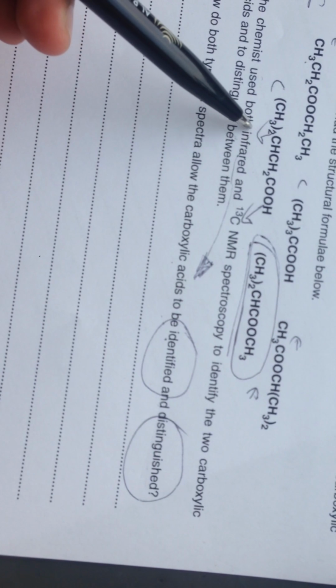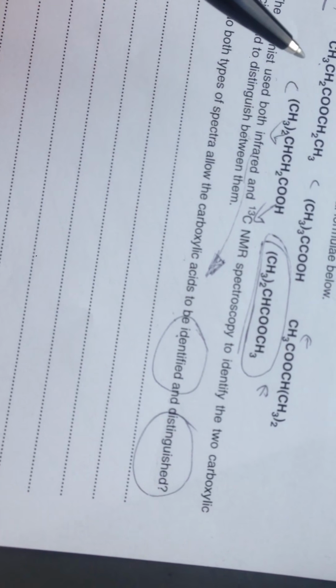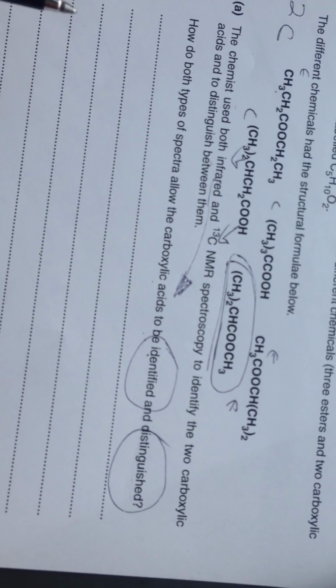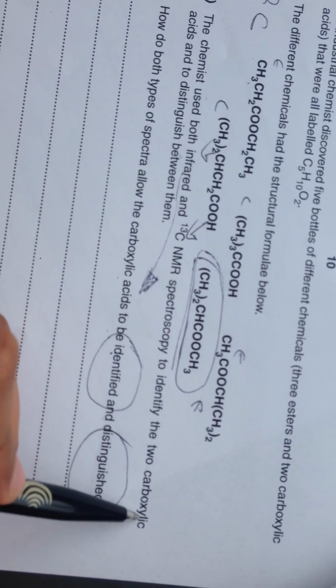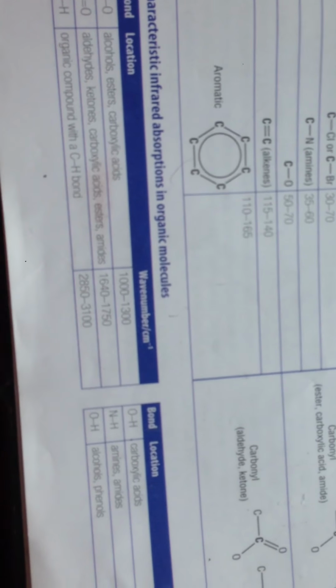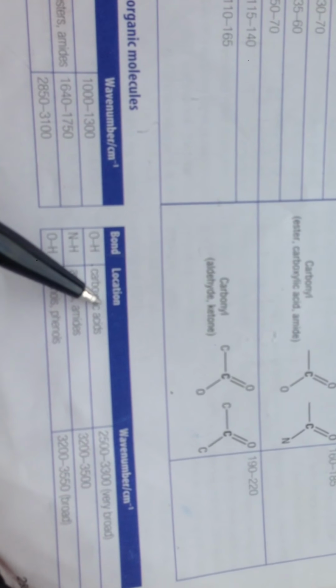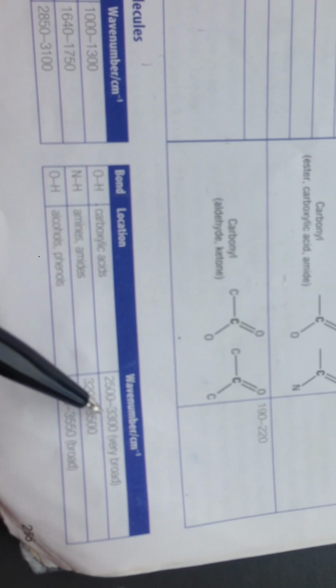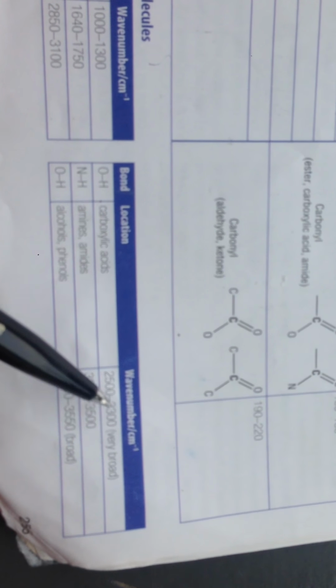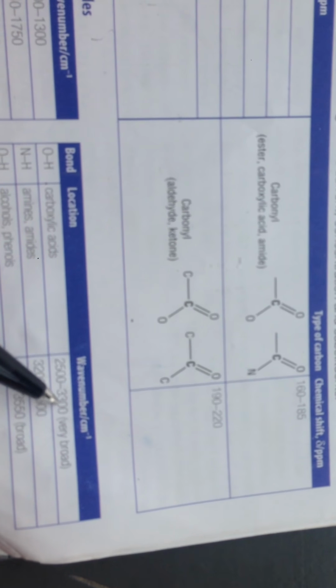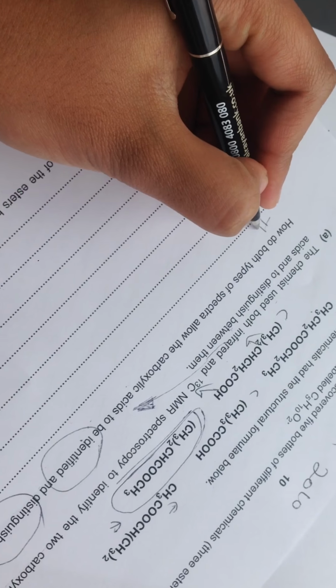So the first part is, how would they be identified? They would be identified by using infrared spectroscopy. As we know, infrared spectroscopy tells us which functional group is present in a compound. So it's asking about carboxylic acids, and if you refer to the data sheet, you should see that the carboxylic acids have an absorption peak at 2,400 to 3,300.